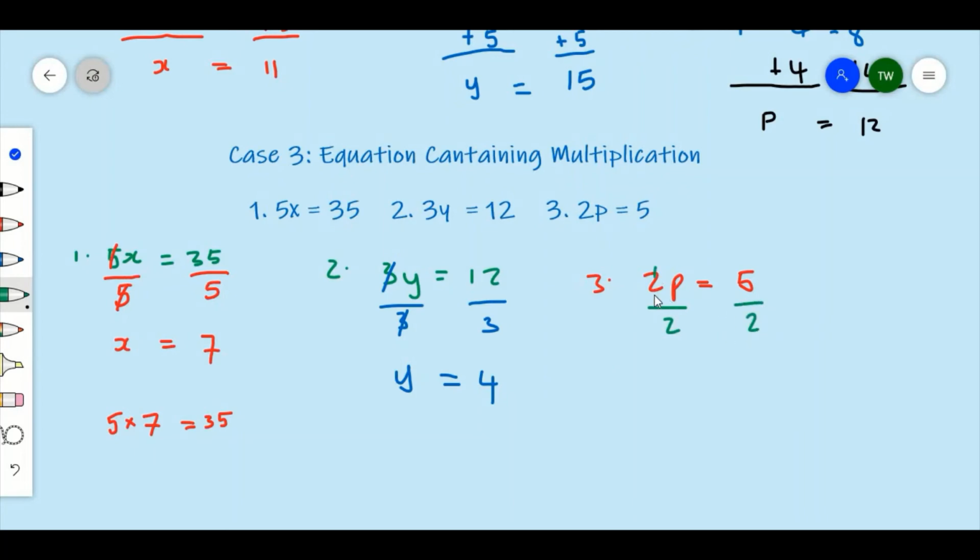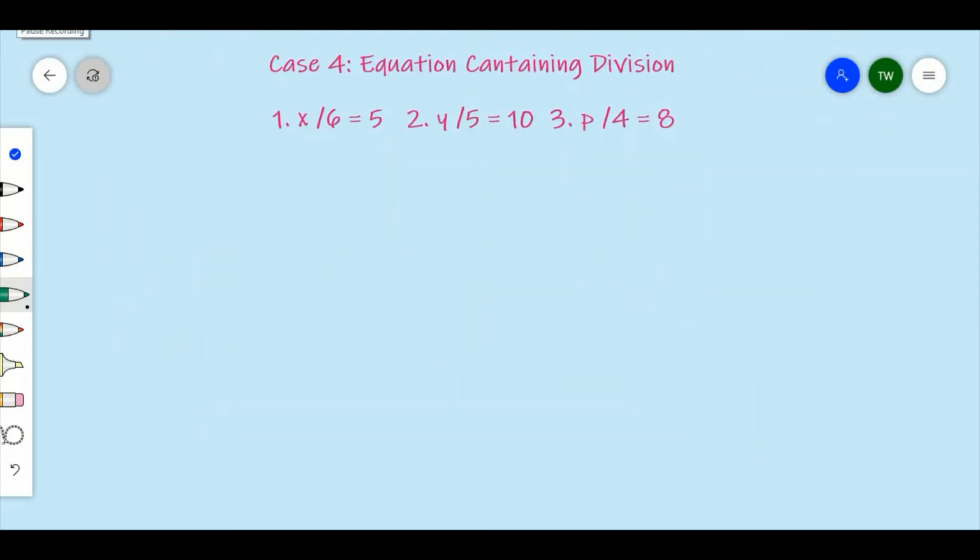So here, 2 will cancel out 2. So what we're left back with is p is equal to 5 over 2. Alright? And that's it. Let's look at case 4. Case 4, equation containing division.